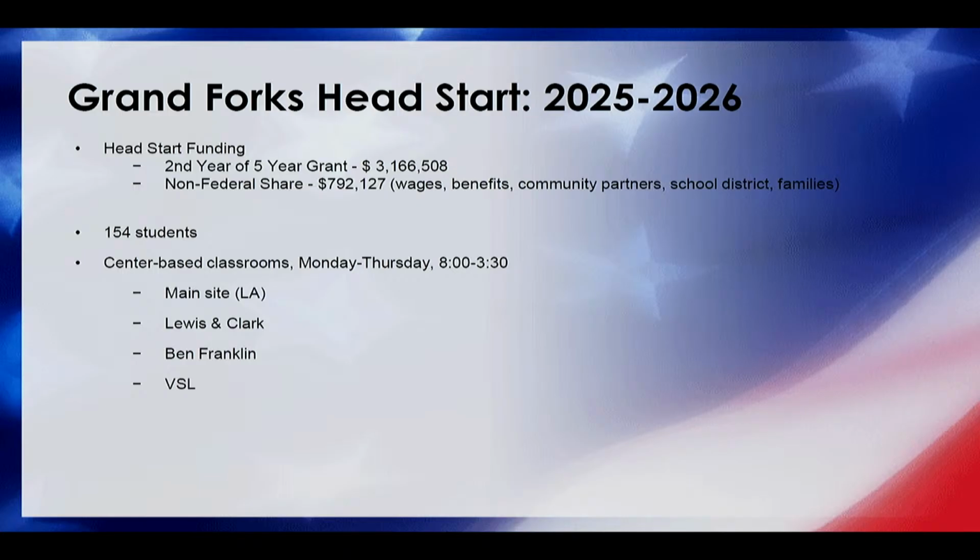We serve our kiddos Monday through Thursday, 8 to 3:30. We have 7 classrooms at our main site. We're connected to Lake Agassiz Elementary School. 1 classroom at Lewis and Clark. 2 classrooms at Ben Franklin, which is new this year to us. And then we're still doing the intergenerational programming at Valley Senior Living.